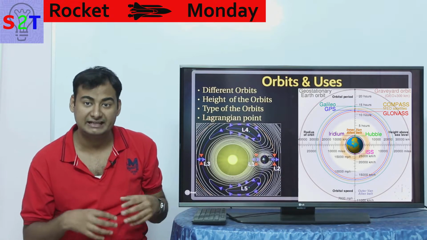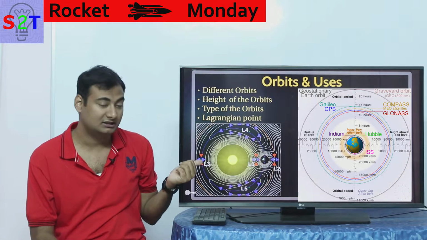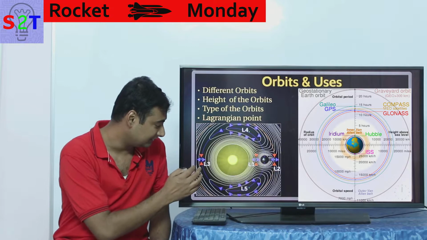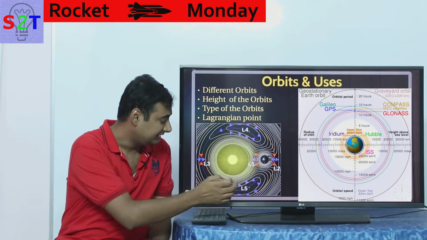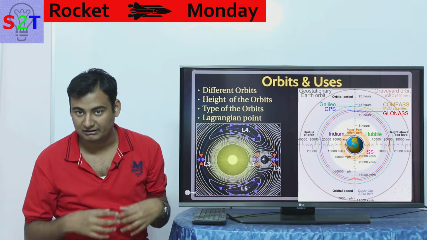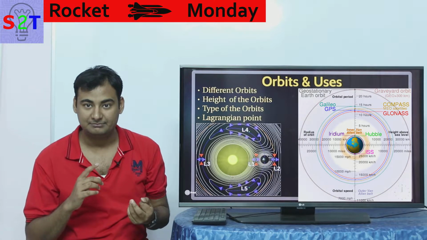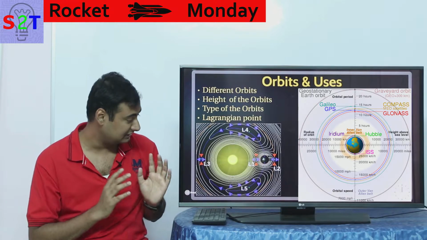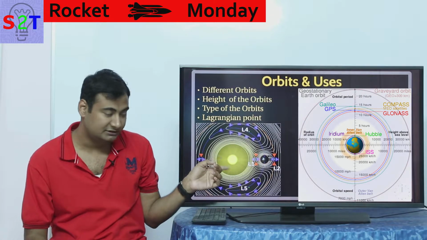And then there are other extreme types of orbit, which we call Lagrange point orbits. Basically, these are what we call L1, L2, L3, L4, and L5. Now, this only happens when you have two bodies, one massive body and one smaller body. It will happen with Earth and Moon. It will happen. Generally, a very prominent one is Earth and Sun.